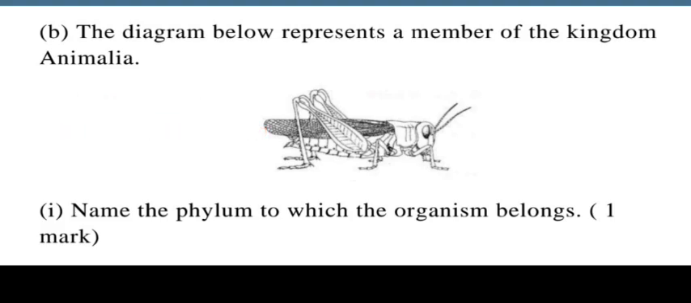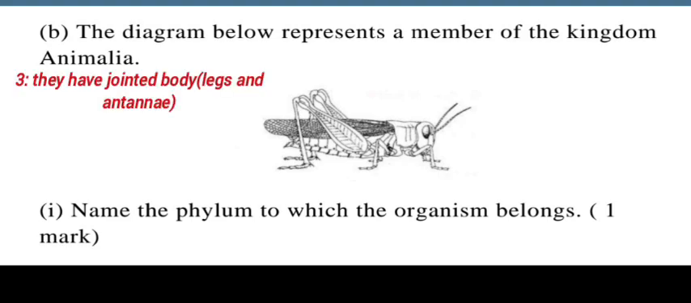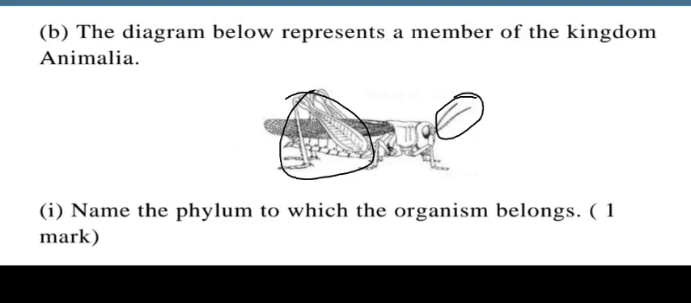Okay? Then another reason we are going to say, this one is an arthropod, which has what? The jointed legs and the antennae. So on top, there are these, which are called the antennae. And as you can see here, the legs are jointed. So those are the reasons why this one is classified to be an arthropod and belongs to the class called the Insecta.